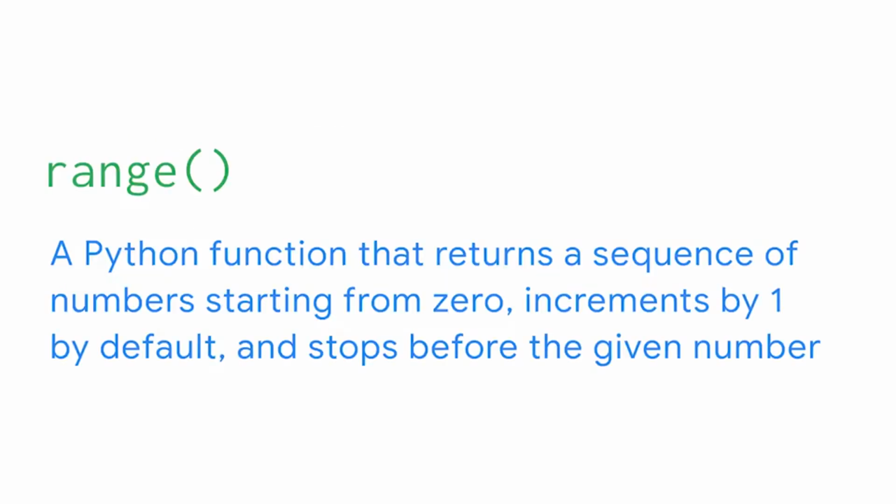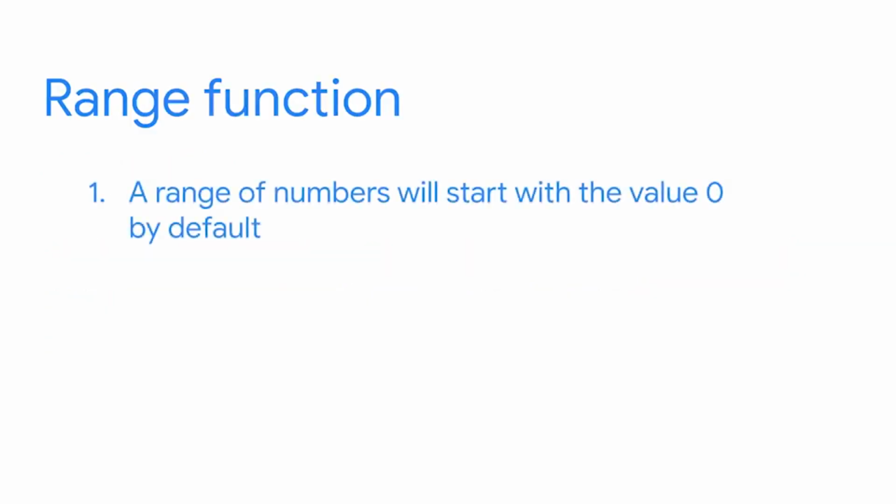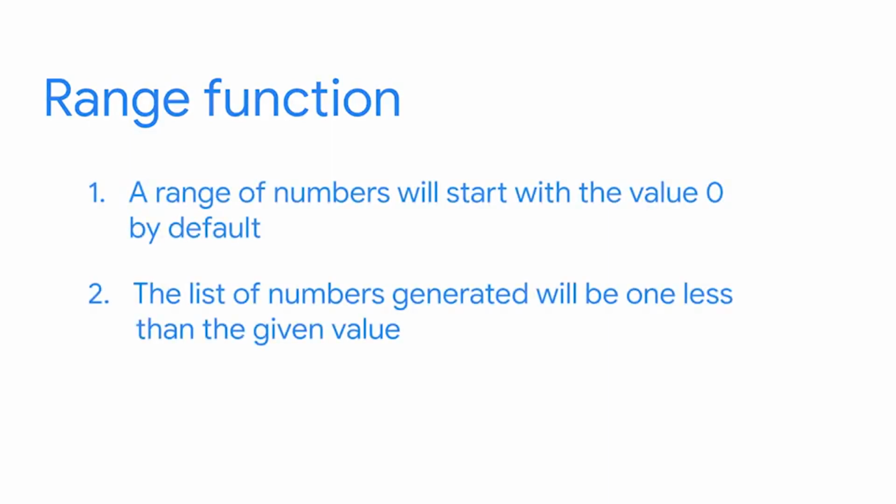Okay, now let's examine the range function. The range function is a Python function that returns a sequence of numbers starting from 0, increments by 1 by default, and stops before the given number. It can be used in while or for loops. In Python and many other programming languages, a range of numbers will start with the value 0 by default. The list of numbers generated will be one less than the given value.